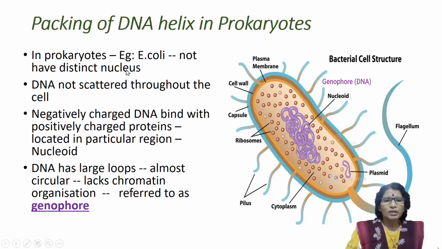In this, there is no clear distinct nucleus. The DNA does not scatter throughout the cytoplasm. The DNA is negatively charged. This negatively charged DNA binds with positively charged proteins and is located in a particular cytoplasmic region. This region is called the nucleoid. So the nucleoid is a cytoplasmic region in which the DNA, a single chromosome showing so many coils, called the genophore, is located, and in this chromosome, chromatin organization is absent. Chromatin organization is a very complex and compact arrangement that is present in eukaryotic cells only.